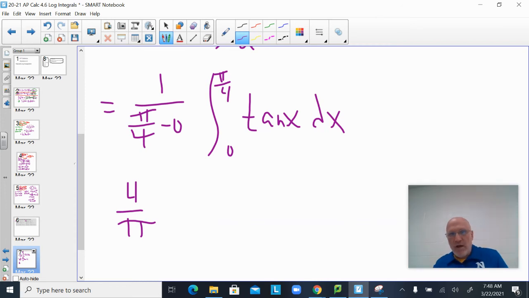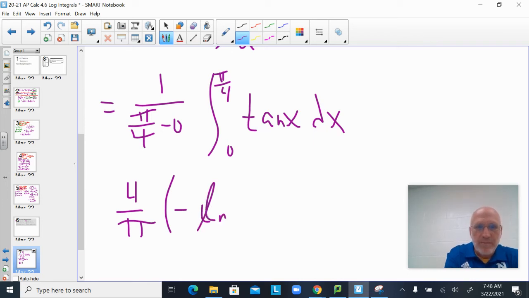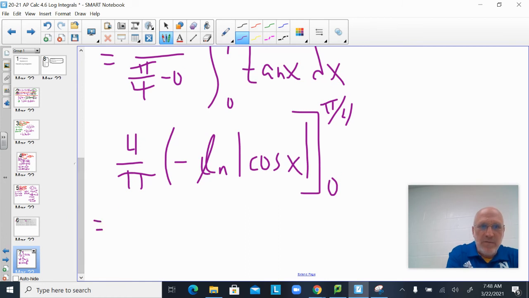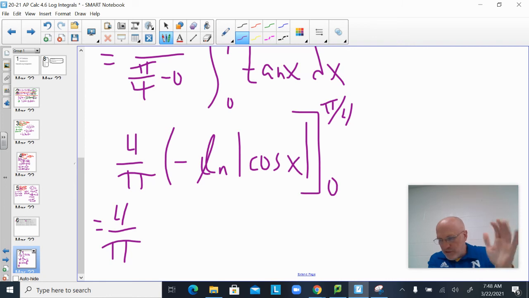Now, the integral of the tangent of something is one of the things you just need to memorize. So this is times the negative natural log of the absolute value of the cosine of x, and it is that from 0 to pi over 4. And now this becomes 4 over pi. In a minute, we're going to need a calculator to get that for you, so we're going to just stop at whatever it is here.